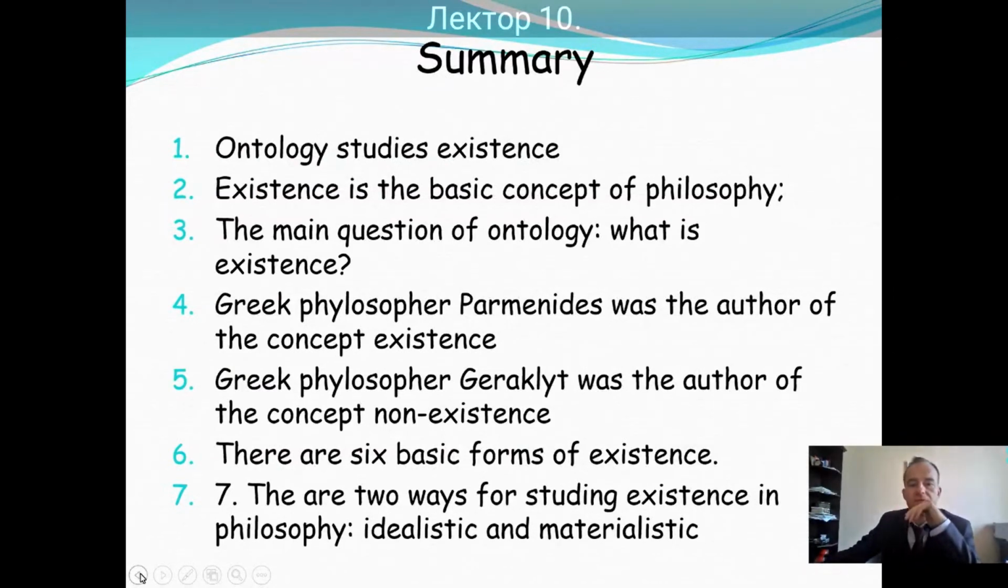Okay, there are six basic forms of existence: ideal existence, material existence, human existence, social existence, nominal existence, and phenomenal existence. We can describe these forms one by one, or we can describe them all together, but we must remember that they are connected with each other. And these six forms of existence are the basic element of the system of ontology.